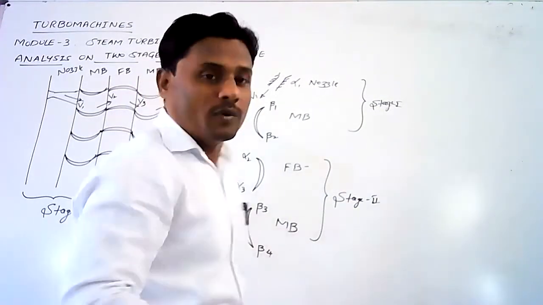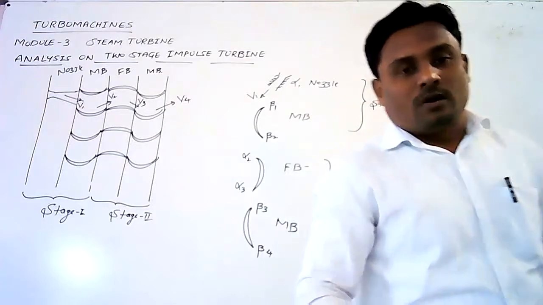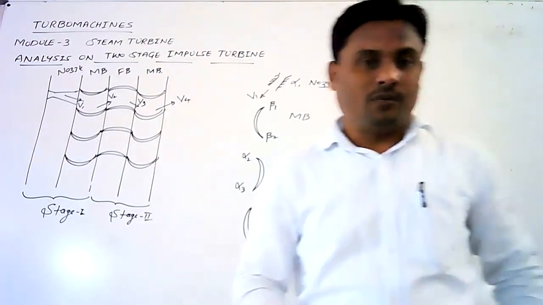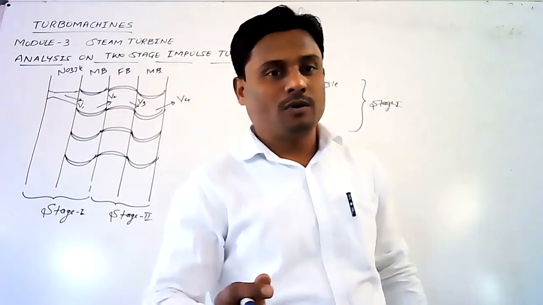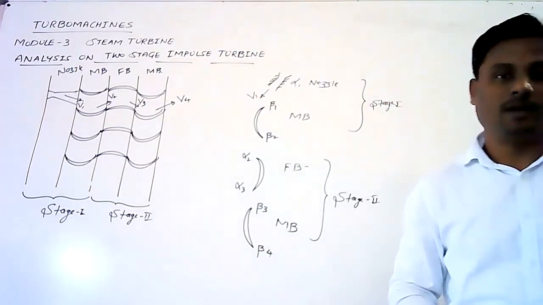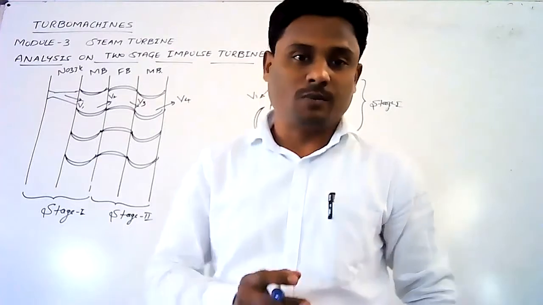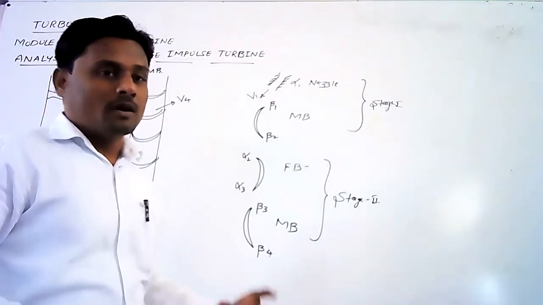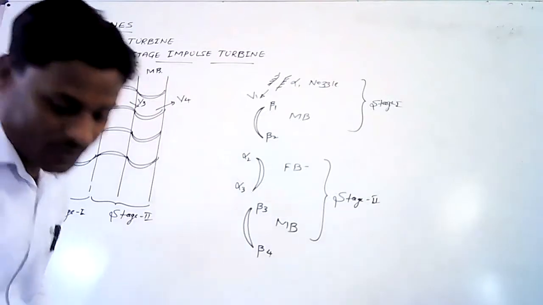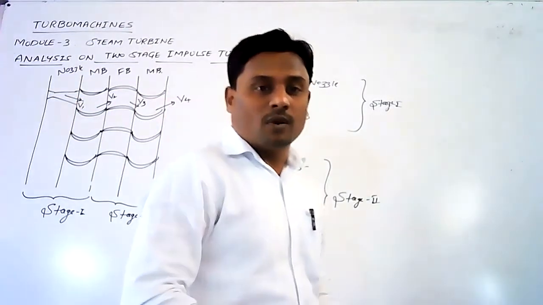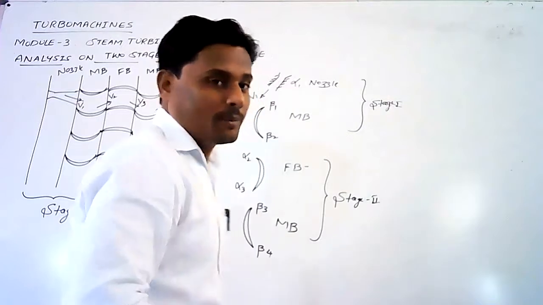So this is the very useful sequence diagram which will avoid any confusion while solving the numericals or while deriving the equation on two-stage impulse turbine. Okay, so this is all about the sequence diagram and the concept of the two-stage impulse turbine. Now let us see how to draw the combined velocity triangle for two-stage impulse turbine.